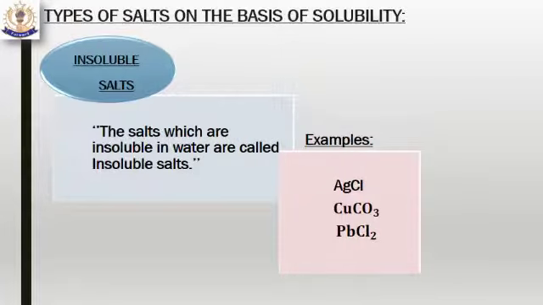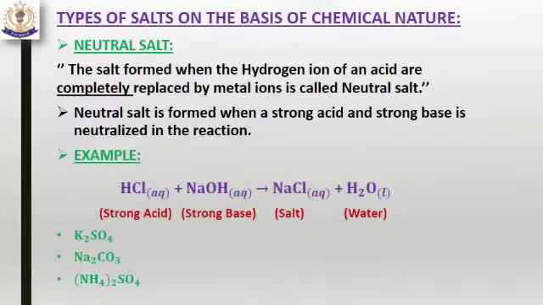On the basis of solubility, the other kind of salt is insoluble salt. The salts which are not soluble in water are called insoluble salts. AgCl, silver chloride, copper carbonate, lead chloride, these all do not get dissolved in water, that's why they are called insoluble salts. On the basis of chemical nature, the first kind of salt is neutral salt.